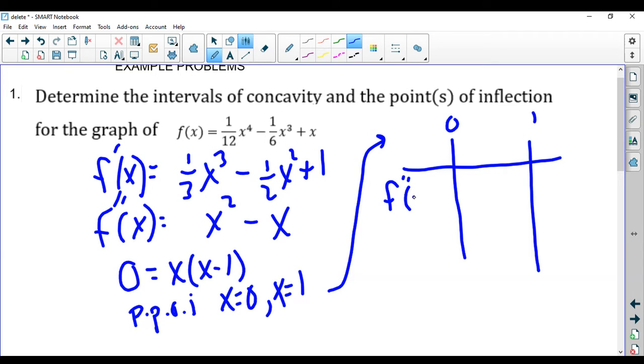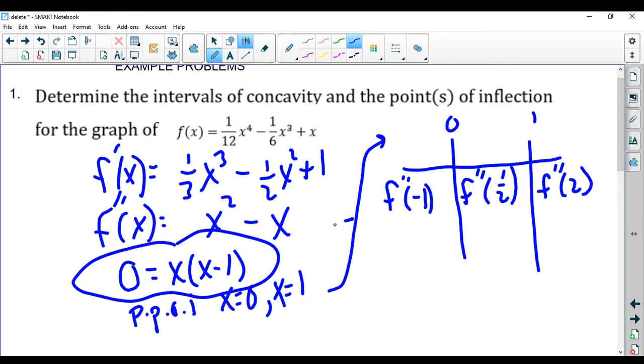So here I'm going to try -1. Here I'm going to go with 1/2. And the last interval I'm going to go with 2. If you plug -1 into this second derivative, you'll get a negative times a negative, which is positive, which means concave up on this interval, -infinity to 0.